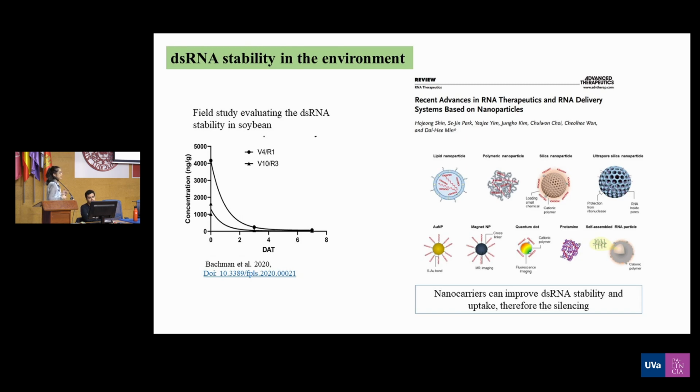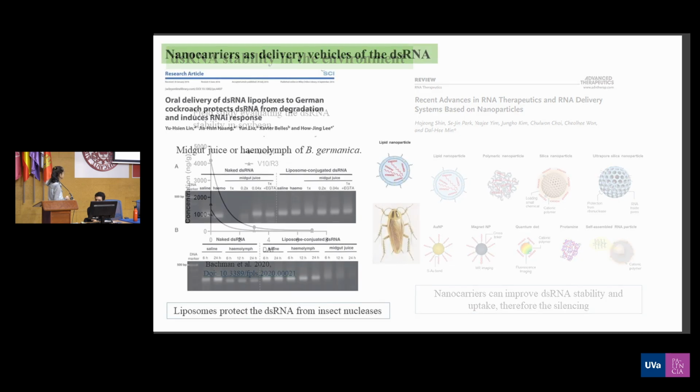For example, this has been really developed in the medical field for RNA therapeutics, and one of these technologies is the use of nanocarriers. There are several nanocarriers, for example lipid nanocarriers and carbon dots, different matrices or formulations used to overcome these problems. They have found that nanocarriers can improve double-stranded RNA stability and uptake, and therefore increase the silencing of the genes that you want to silence.